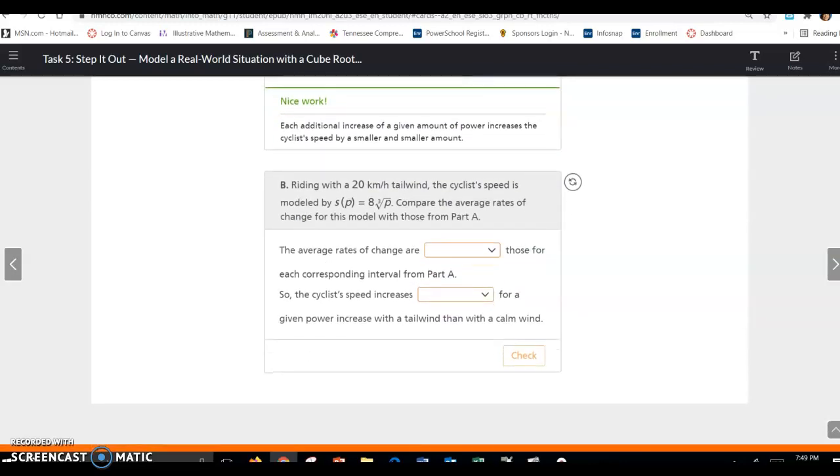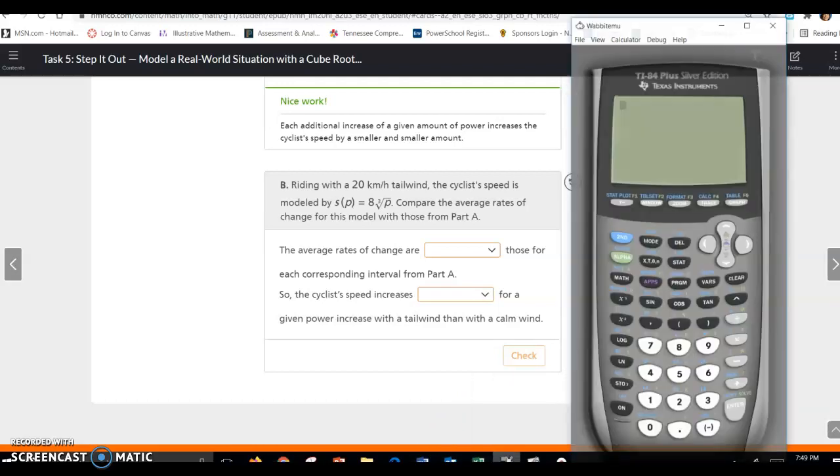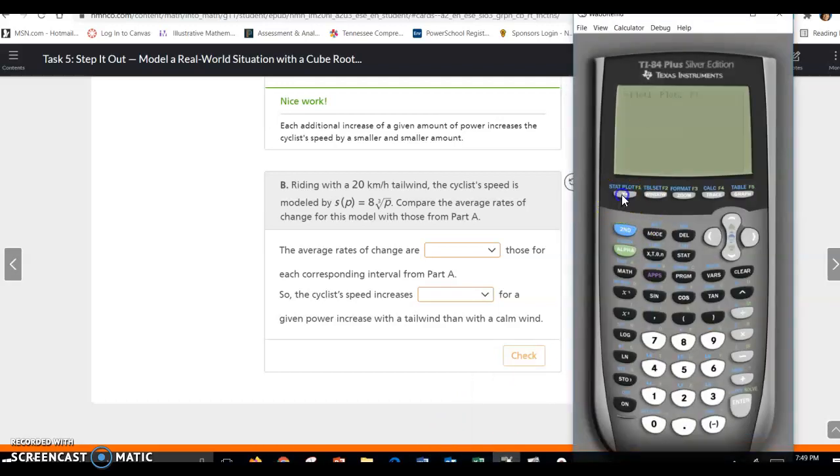Alright, it says riding with a 20 kilometer per hour tailwind, the cyclist's speed is modeled by s of p equals 8 times the cube root of p. Compare the average rates of change for this model with those from part A. So let's just graph it. If you've got y equals, you can click on Math and find the cube root button. Number 4 here is cube root.